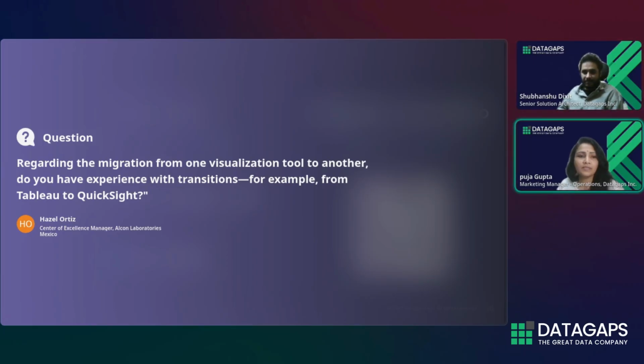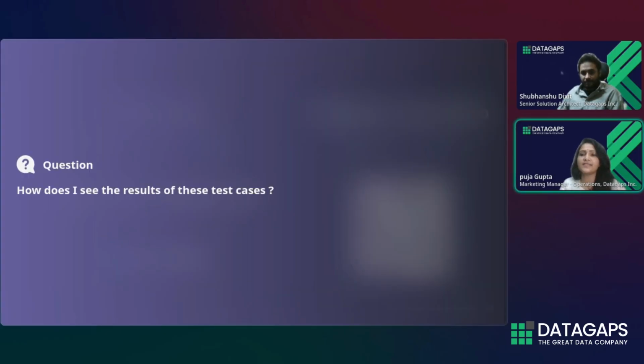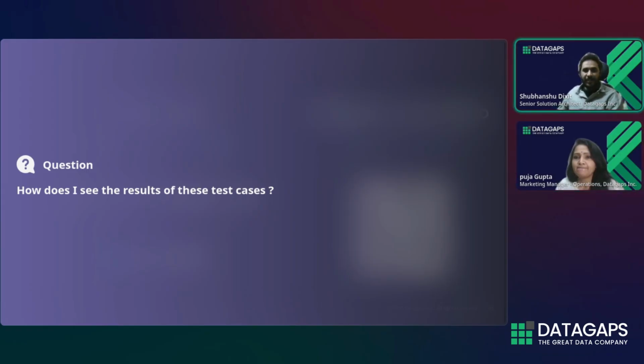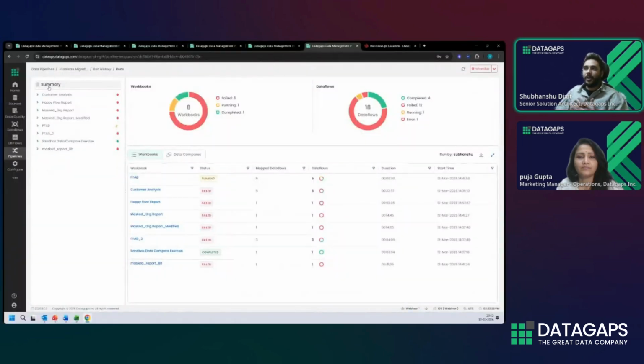Okay, thanks. Next is how do I see the results of these test cases? That is actually a great question. Let me showcase that since we have some time for that. So when you execute test cases, you have multiple types of reports that the application provides for you. What you see on your screen is one of these reports. If I go into a summary, you see that there were 8 workbooks which I executed. Out of them, well, there's a lot of failures. One of them is still executing.